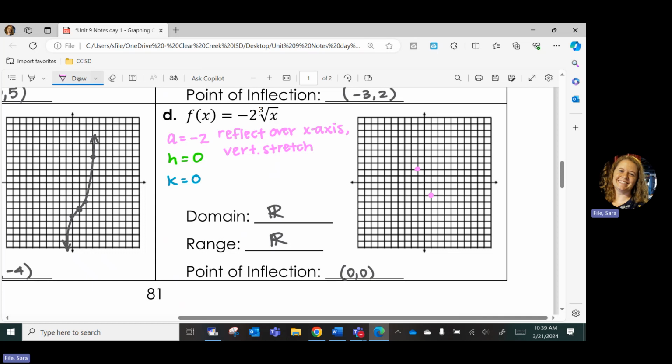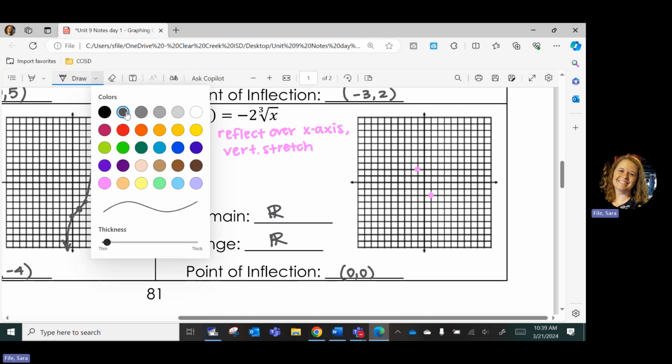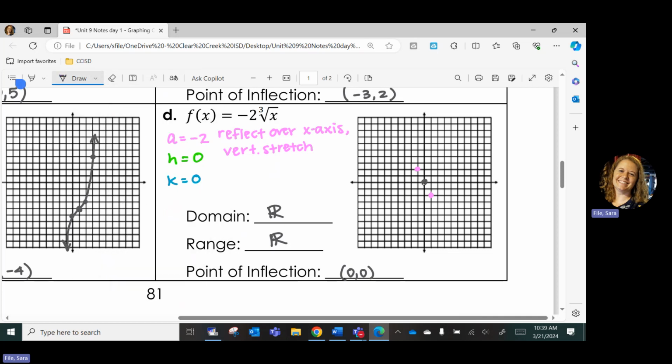Oops, I didn't mean to erase my point of inflection. Okay, so now you can see right away it's going the opposite direction. It's going to be decreasing instead of increasing because of the reflection.